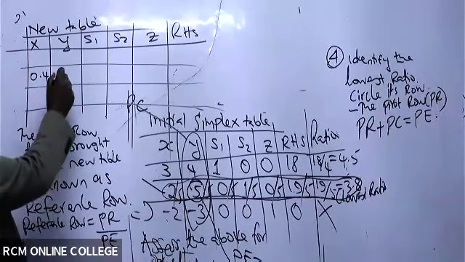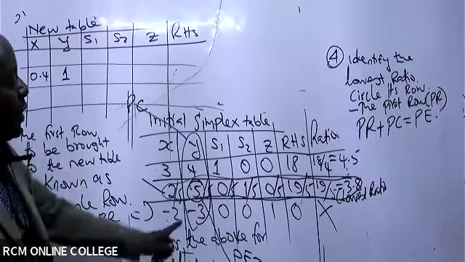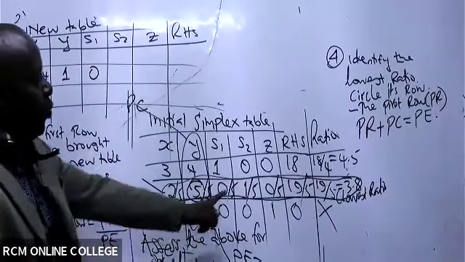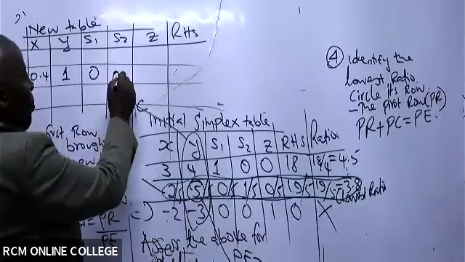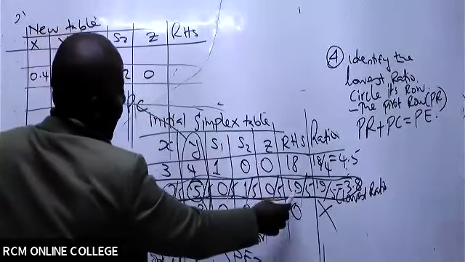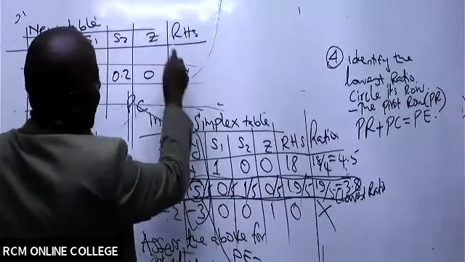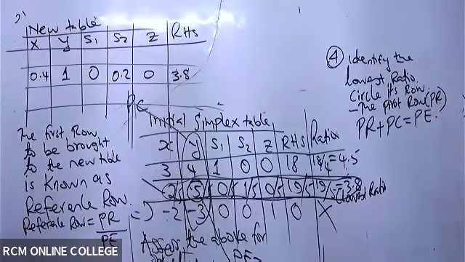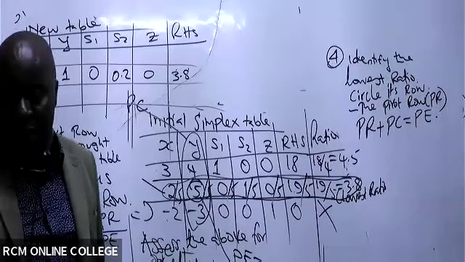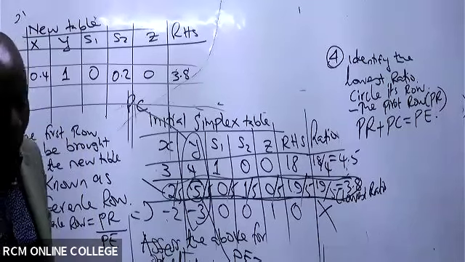I know this is 1. From there, we have 0 over 5. I know this is 0. Then we have 1 over 5, which is 0.2. Then we have 0 over 5, which is 0. And then 19 over 5 is 3.8. Please confirm that you're able to see how I've been able to construct my reference. It's called the reference row.